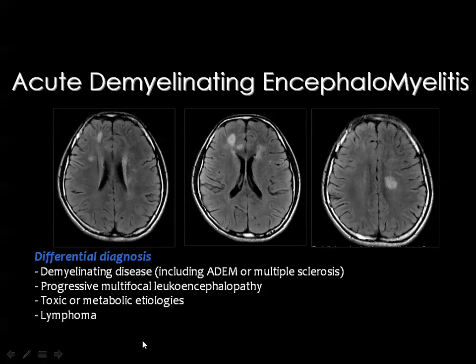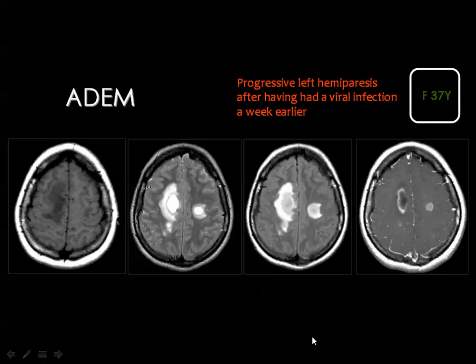Then acute demyelinating encephalomyelitis will show multiple foci in the white matter, sometimes in the cortex, low signal in the T1, high signal in the T2, and high signal in the FLAIR, with no enhancement after contrast injection.